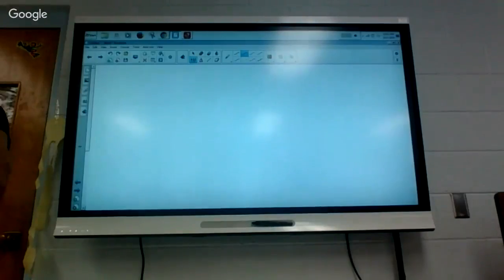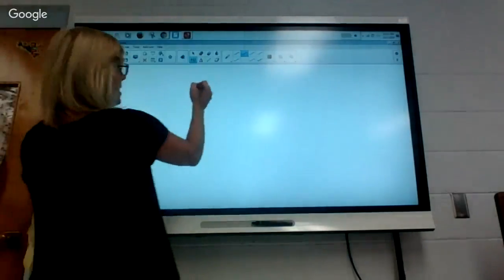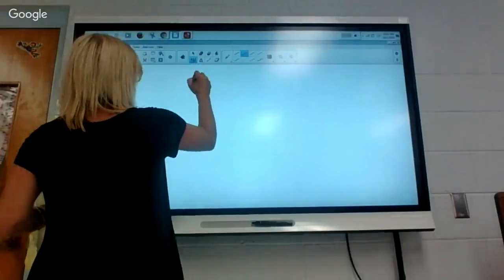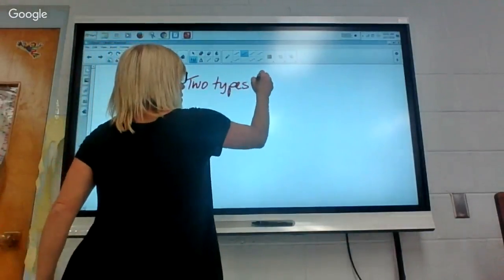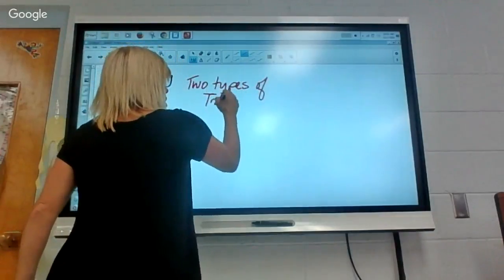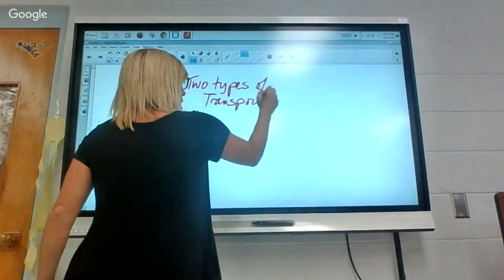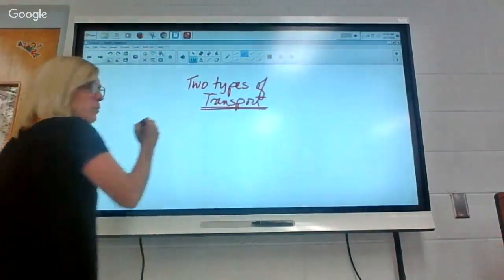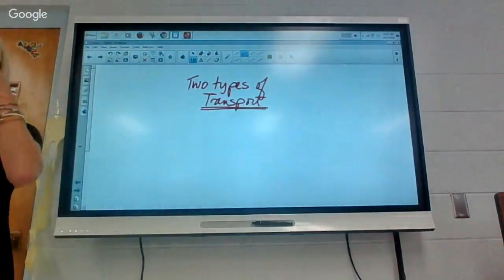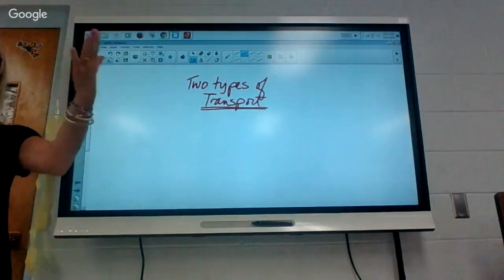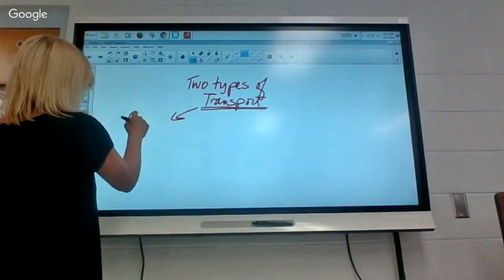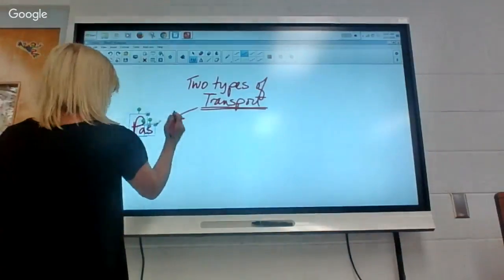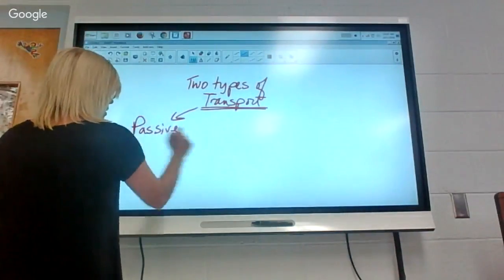Okay, so on the Ed puzzle, what did they say are the two types of transport? Active transport. All right, good. Transport. Okay, whose job is it to transport? What cell structure are we talking about that we drew? Cell membrane, right? Not cell wall, but cell membrane. All right, so you said passive, and we wrote all this stuff yesterday. So passive and active.